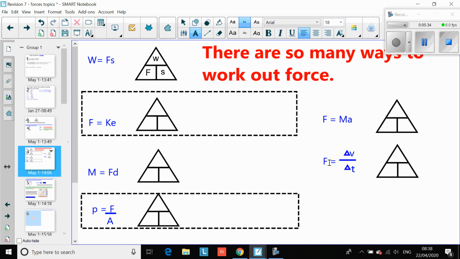And then the one we did yesterday, triangle V, triangle T. So what I'd like you to do is try and remember and fill in these equation triangles with all the different ways that you can calculate force. Okay, pause the video now, off you go.